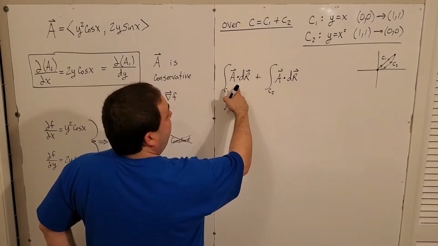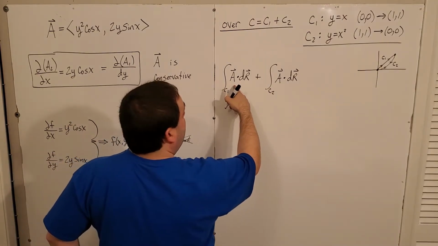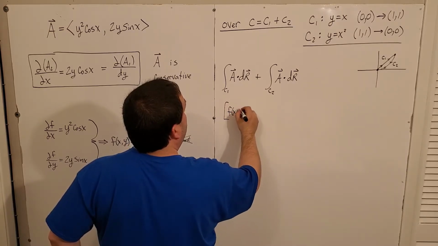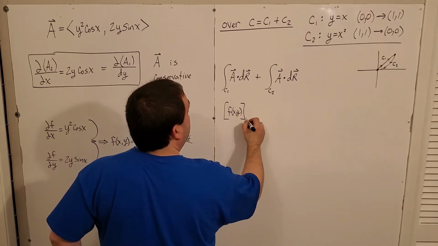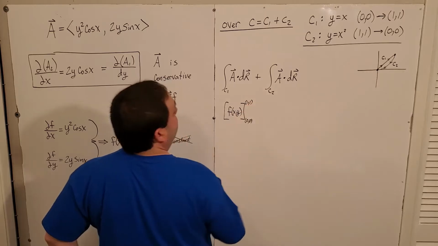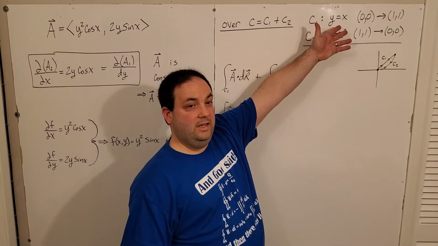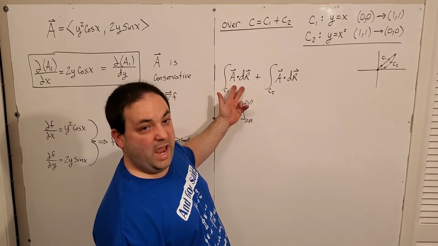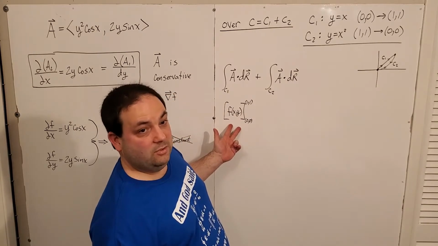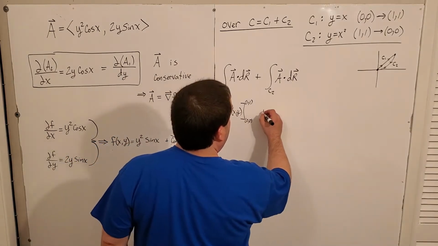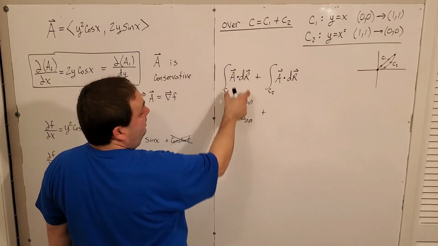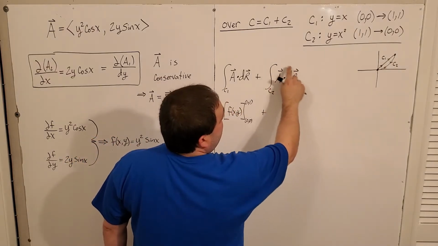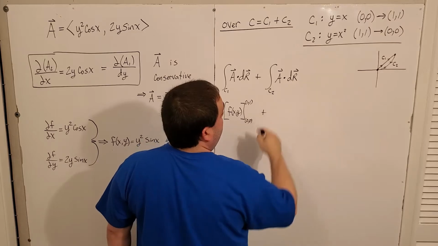Since this is a conservative field, I can use the fundamental theorem of line integrals here. That's just going to give me f of x,y evaluated from 0,0 to 1,1. Notice the path didn't matter here because it's a conservative field. It's path independent. I'm just doing the antiderivative, I mean, the fundamental theorem. Plus, again, this is a path independent line integral.